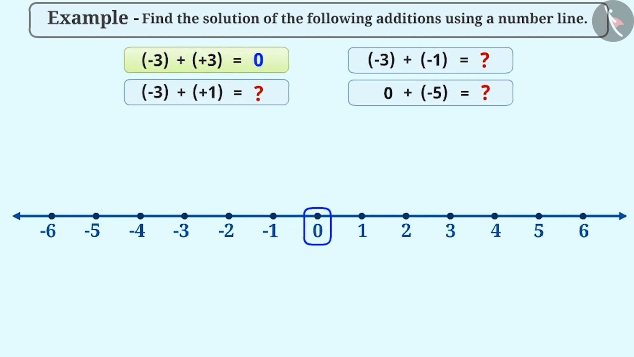Numbers such as plus a and minus a, when added to each other, give the sum 0. Therefore, numbers whose sum is 0 are called the additive inverse of each other.